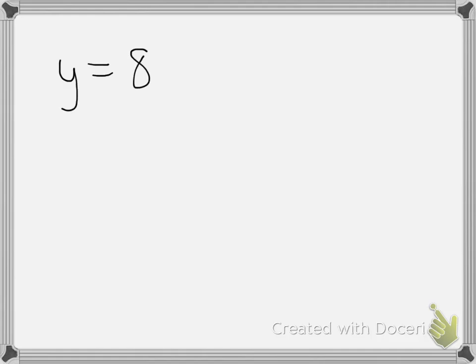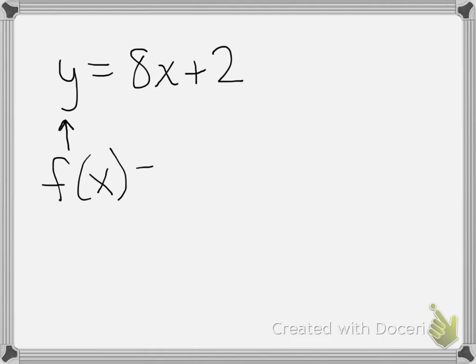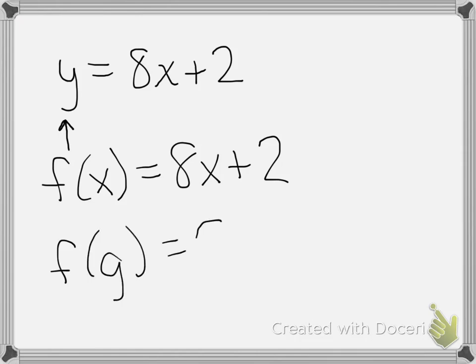You see equations like this. y equals 8x plus 2. All function notation is, you replace the y with f of x, or whatever variable you're using in the function. So if I'm using a g in the function, it would be f of g equals 8g plus 2. So basically, the y is the same thing as f of x.